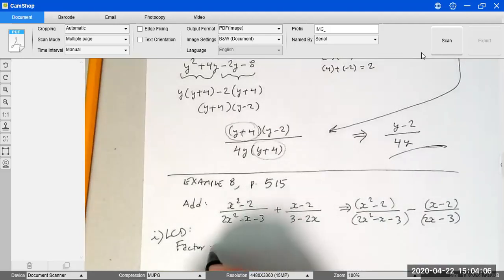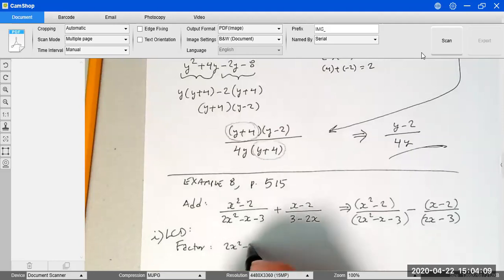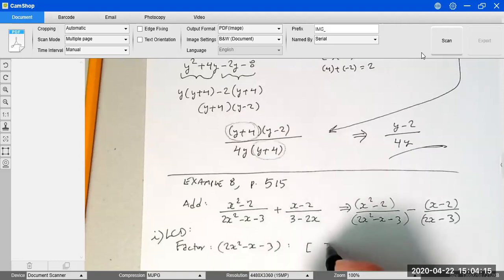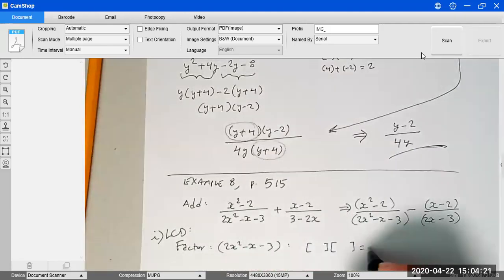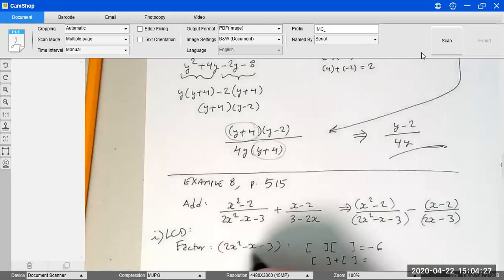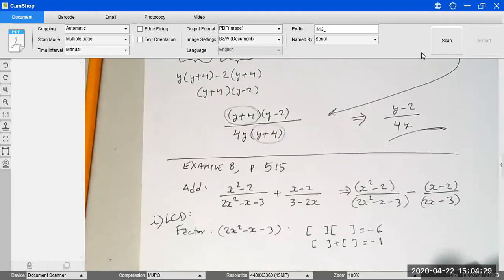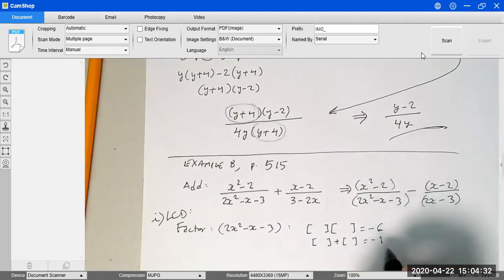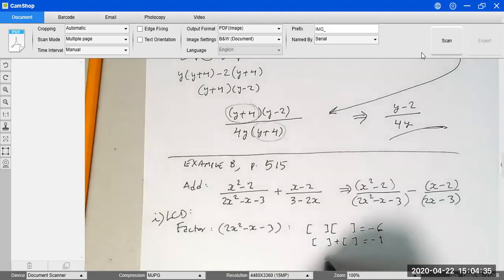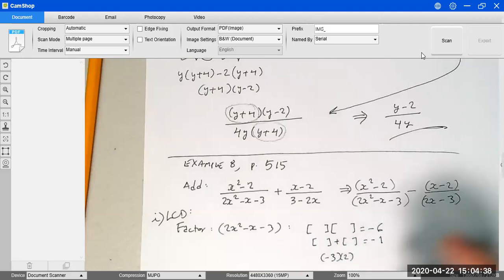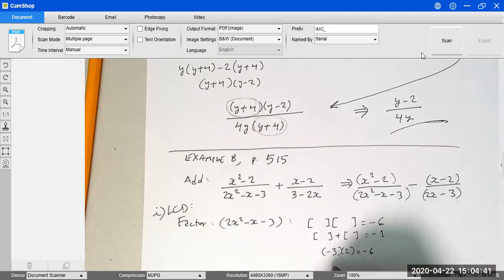So let's factor 2x squared minus x minus 3. So I need two numbers that if I multiply them, I get 2 times negative 3, which is negative 6. And if I add them up, I'm going to get negative 1. So you know all these processes now. So what are those two numbers? They are going to be negative 3 and positive 2. You get negative 6, and negative 3 plus positive 2, you get negative 1. So those are our numbers.